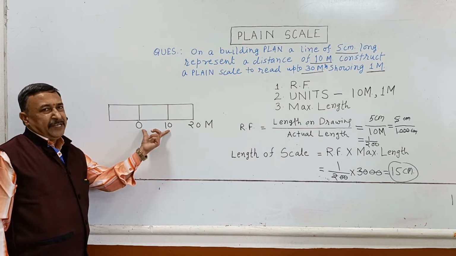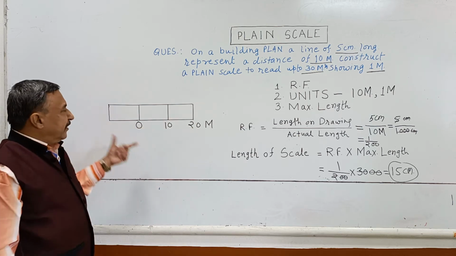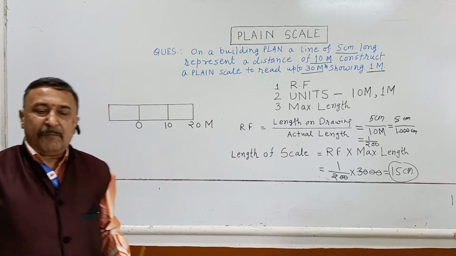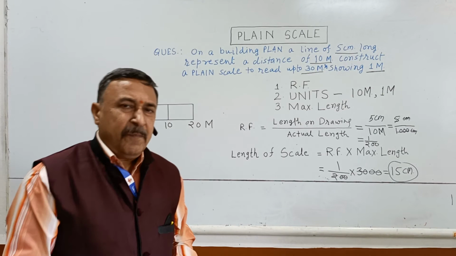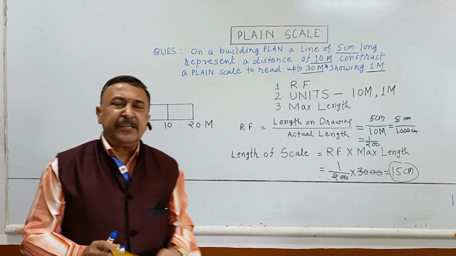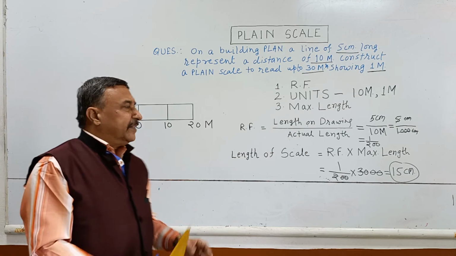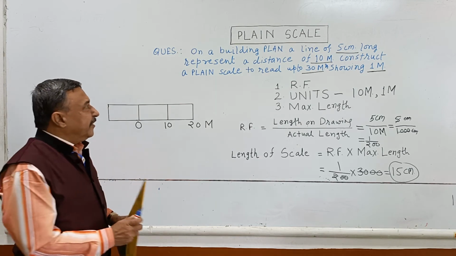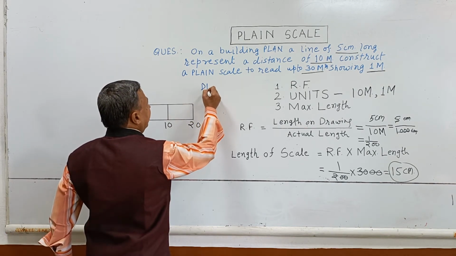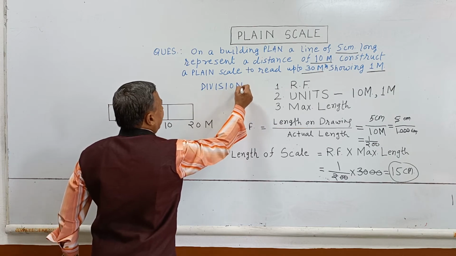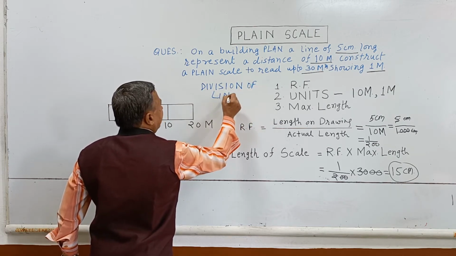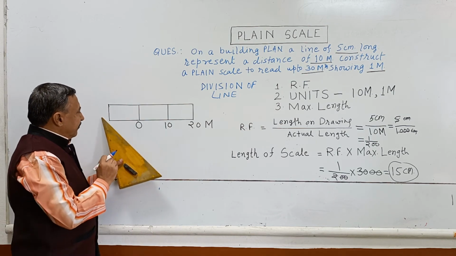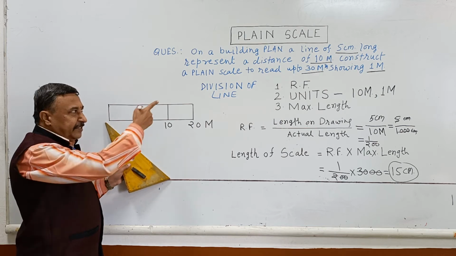Now if this is 10 meter and we want 1 meter, so obviously we divide this into 10 equal number of parts. Now as you know, the geometrical construction used for dividing this first part into equal number of parts, we use a construction division of line, which we already discussed in earlier classes. So I am constructing this construction.